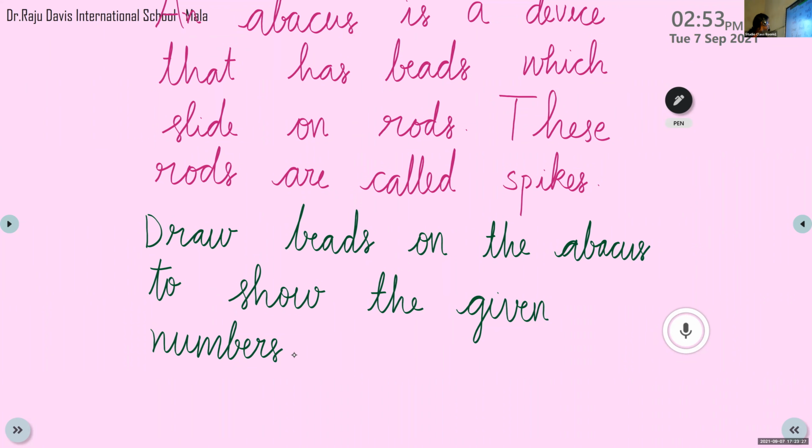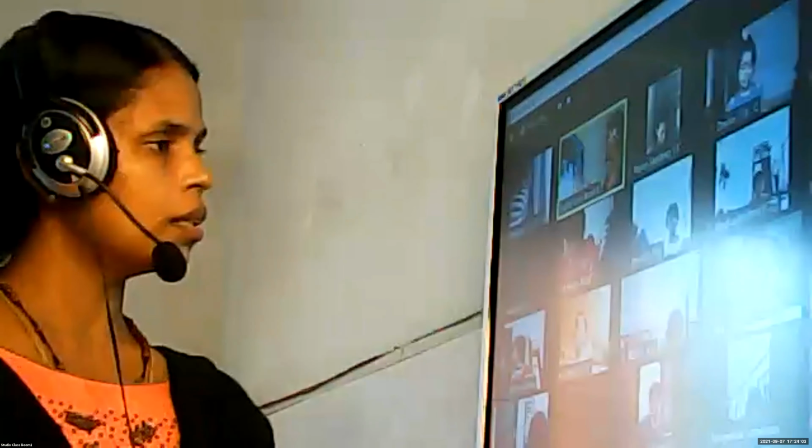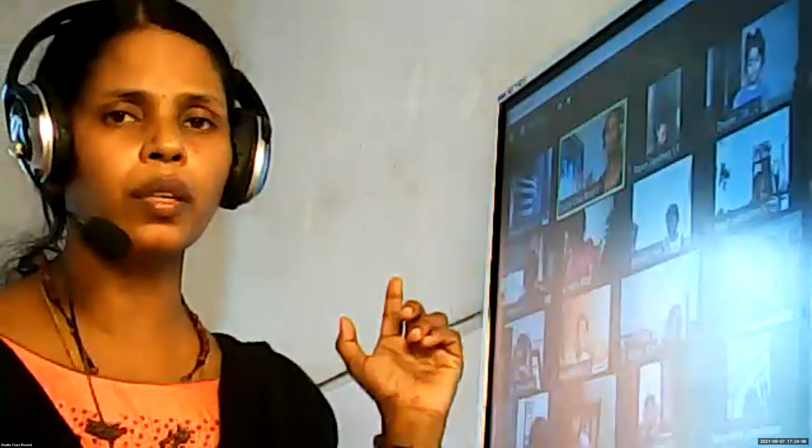Now we have the first one, A, and the number is 25. So this number we have to show on the abacus. Just one minute, I am going to stop sharing. Listen here, I will share it. So, we have to show the number 25 on the abacus.